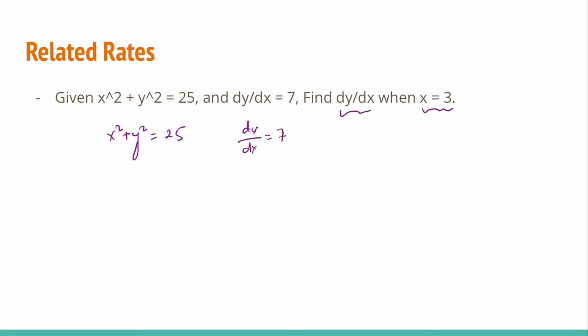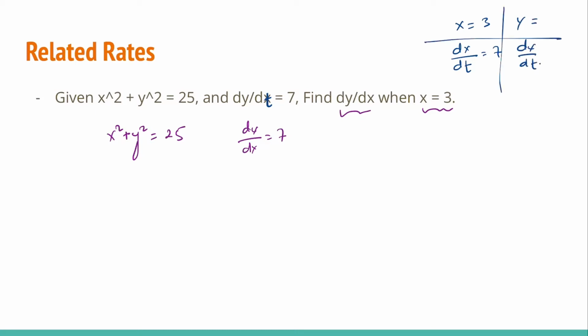Let's draw a table. So x equals 3, we are given, and dx over dt is 7, and we need to find y and dy over dt.